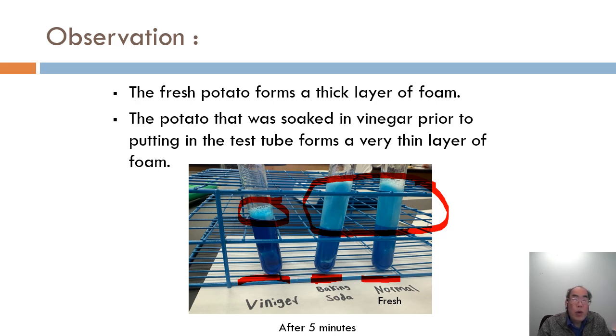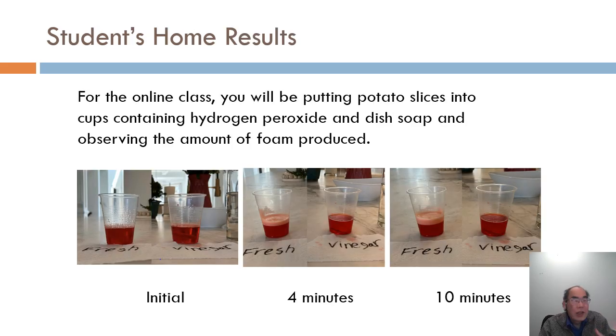Okay? So what can we conclude? Well, we can conclude that the vinegar destroyed or denatured the catalase enzyme, preventing it from converting the hydrogen peroxide into water and oxygen, compared to the normal piece of potato. And it also looks like baking soda did not have any effect on the catalase enzyme because it also produced a lot of foam. Okay. Now, for you guys, you're only going to test vinegar versus a fresh piece.